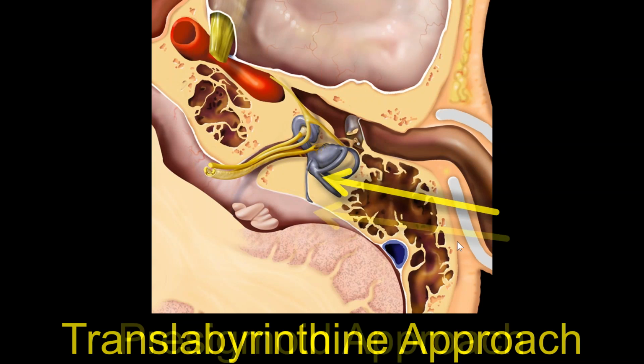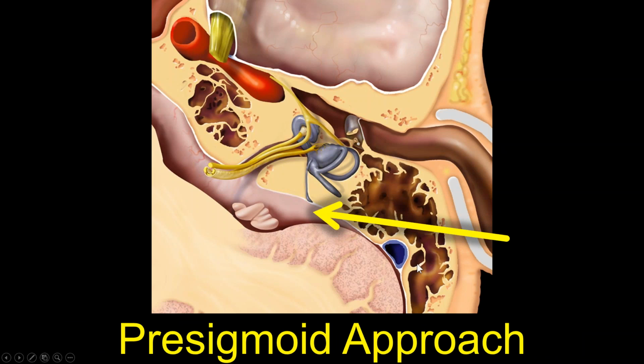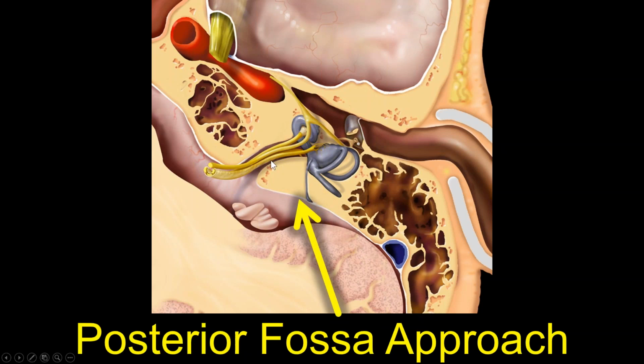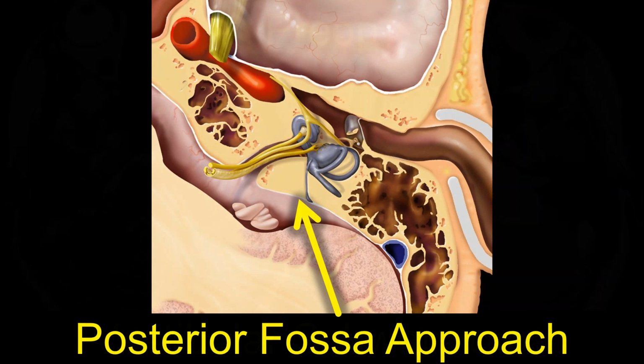There's a pre-sigmoid approach going in front of the sigmoid sinus itself. And then we have a retrosigmoid approach when you're approaching everything from the posterior fossa, and we're going immediately medial to the sigmoid sinus. And then there's the posterior fossa approach that's more common with the neurosurgeons, especially to approach the cerebellopontine angle and the internal auditory canal if you have a neurosurgeon trying to reach those areas. So those are our approaches and how we get through those areas just in a graphical form. When we think about that actually on imaging, we can look at actual cases and think about how they got there in that particular case. So here's an axial T2 sequence.